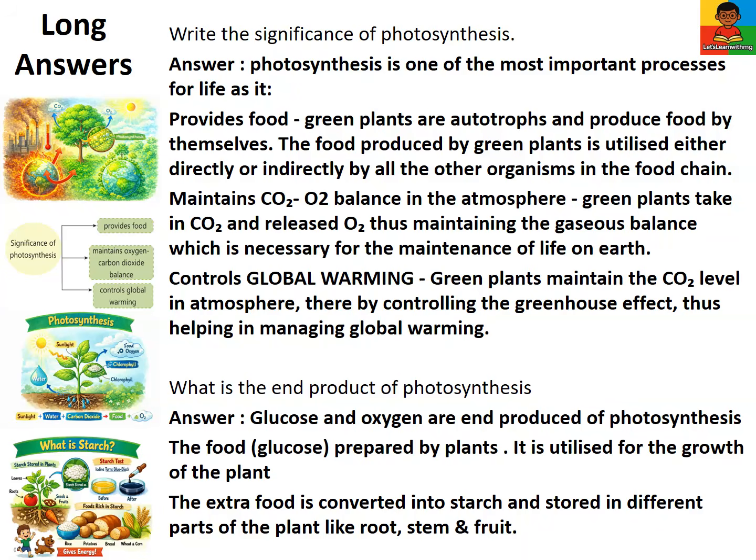It also controls global warming. Green plants maintain the CO2 level in the atmosphere, helping manage the greenhouse effect. The end products of photosynthesis are glucose and oxygen. The food, glucose, prepared by plants is utilized for growth, and the extra food is converted into starch and stored in different parts of the plant like root, stem, and fruit.